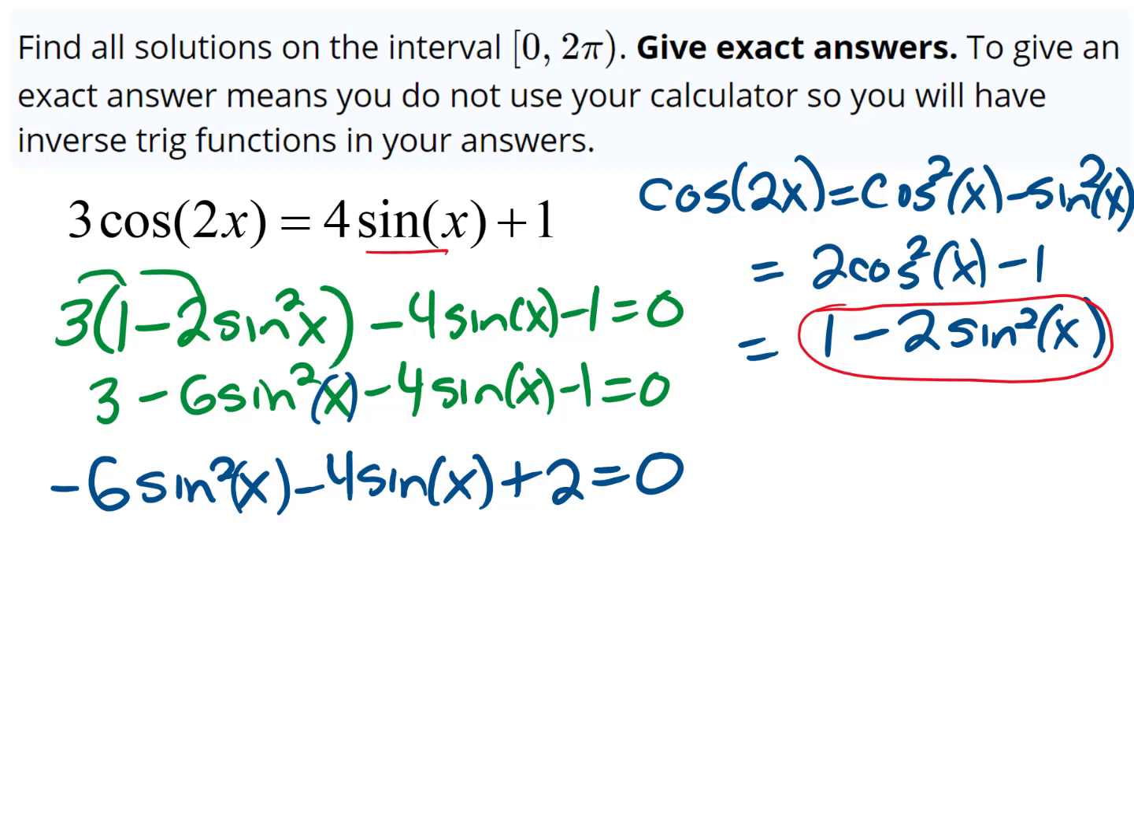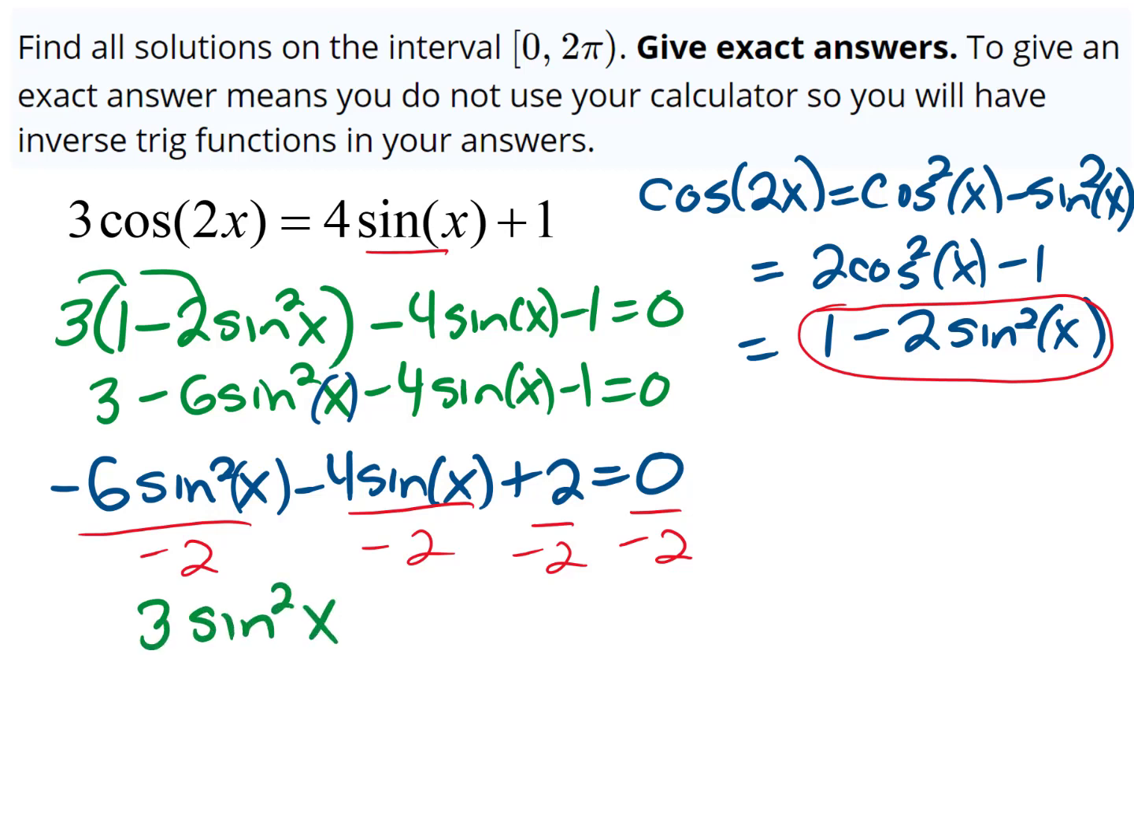Now, I don't like a negative on my quadratic term, my squared term, and also I see that there's a 2 in everything, so I'm going to divide everything by negative 2. I can do that as long as I do it to all terms on both sides of the equal sign, and what that leaves me with is 3 sine squared x. This negative and negative will make this one a positive, and that'll be 2 sine x, and here a positive divided by negative will be minus 1 equals 0.